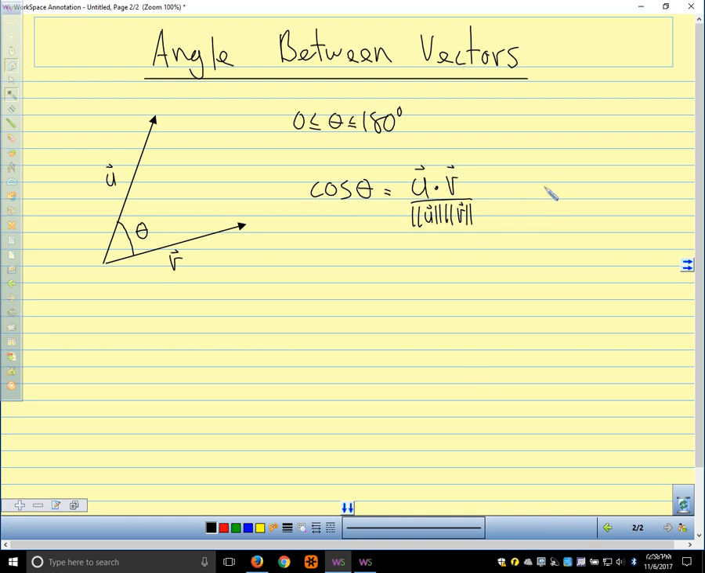This comes from law of cosines. What we would do here is connect these two with our vector u minus v, and then use law of cosines on that triangle that we create, and we would end up with this.